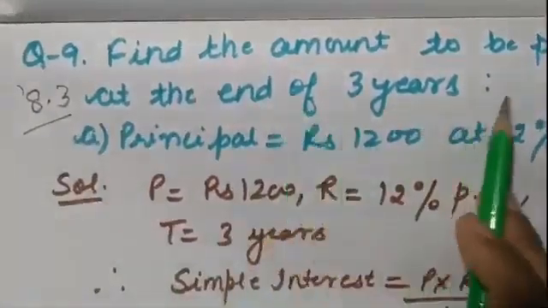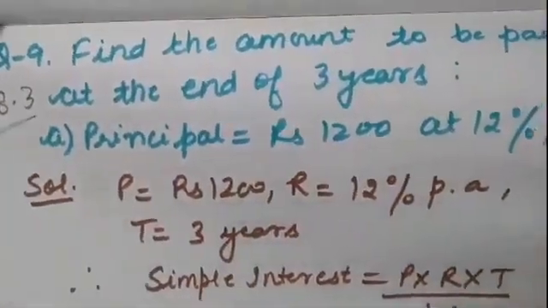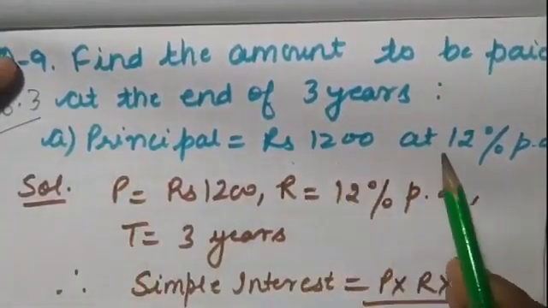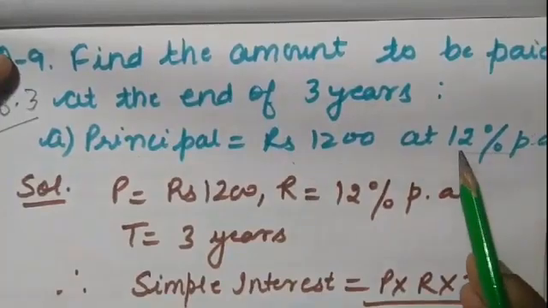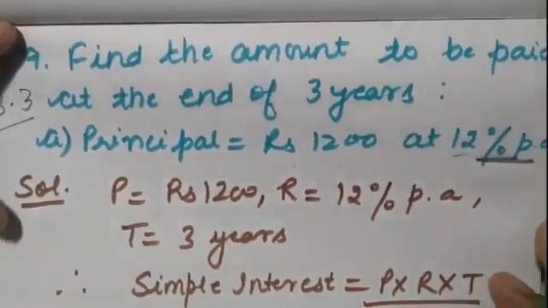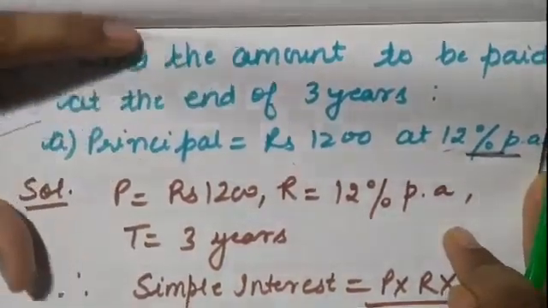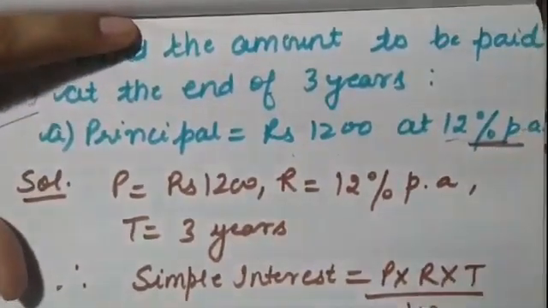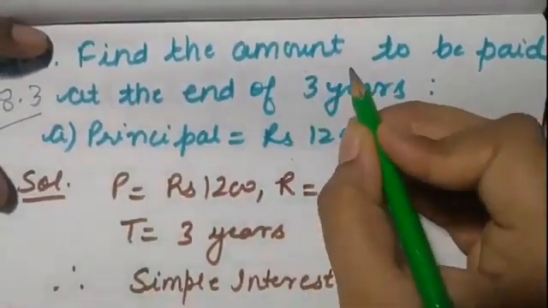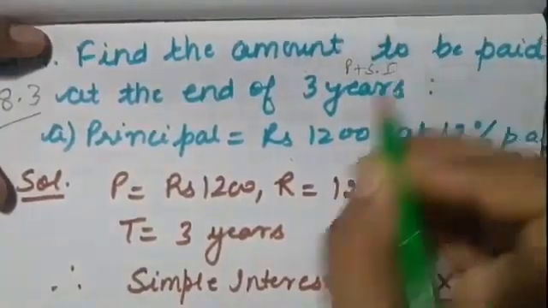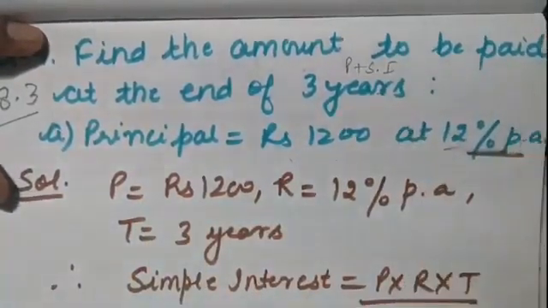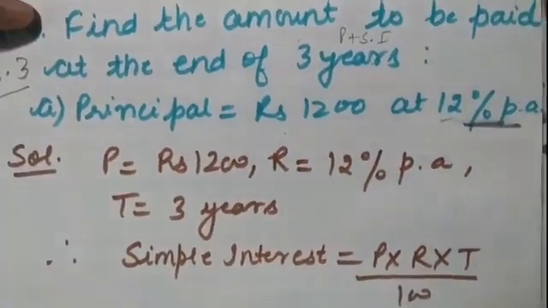Find the amount to be paid at the end of 3 years. Here principal is given to be rupees 1200, and the rate is given to be 12% per annum. This is the unit of rate. So this is the rate of interest at which the amount is borrowed. We have to find the amount. Amount simply means principal plus simple interest, and the principal we have been given. We don't have the simple interest, so first we will calculate simple interest. How will you calculate simple interest?